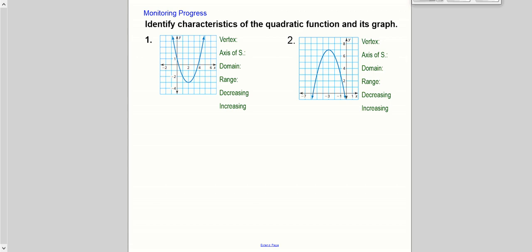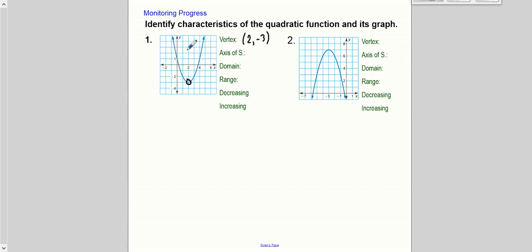All right, let's try some more. Identify characteristics of the quadratic function and its graph. Find the vertex. Write down the coordinates of that vertex point. To get to the vertex, we had to go over 2 and down 3. So that's the point (2, -3).